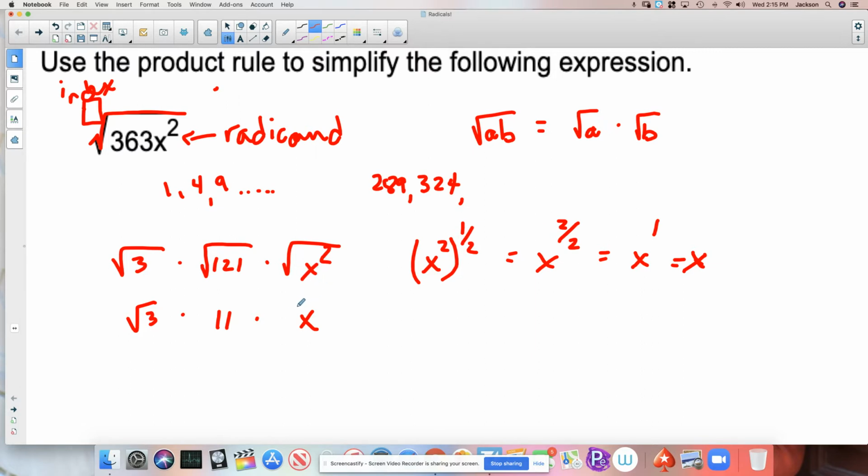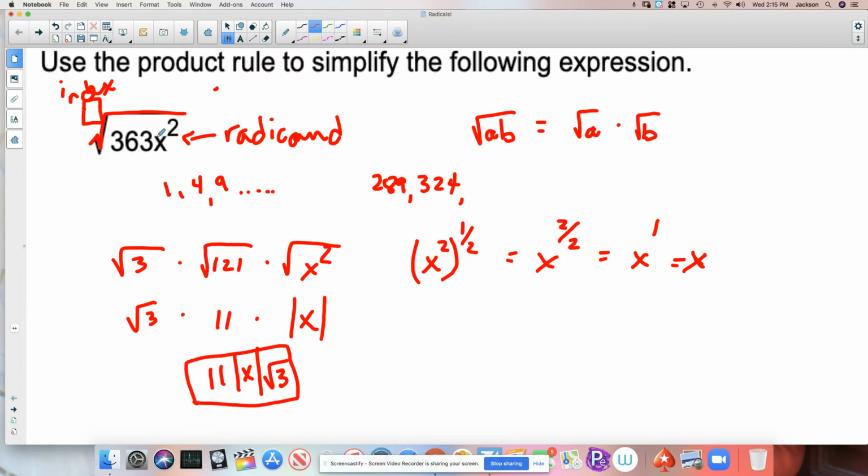Now, some books and programs get very technical with this. When you take the square root of an unknown value, like a variable, they want you to say this is the absolute value of x. Whatever the square root of this is, we're only including the positive value. Then we plop all these numbers back together. We have 11. Anything that's not under a radical can be pushed together. So this becomes 11 times the absolute value of x times the square root of 3. And this would be our final answer for the simplified form of that.